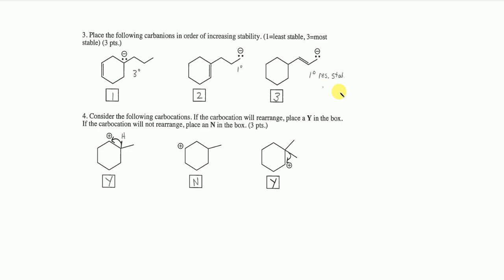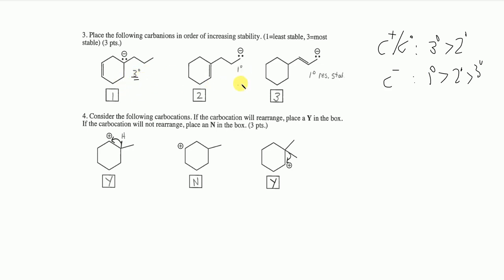Increasing stability, so carbanions are opposite of positive charges and radicals. So positive charge and radicals, we prefer tertiary carbons over secondary, etc. And for negative charges, I prefer primary over secondary over tertiary. So I really want as few carbons around here, because the more carbons I have around this negative charge, the more unstable it's going to be. So that's why you have the ordering like this.